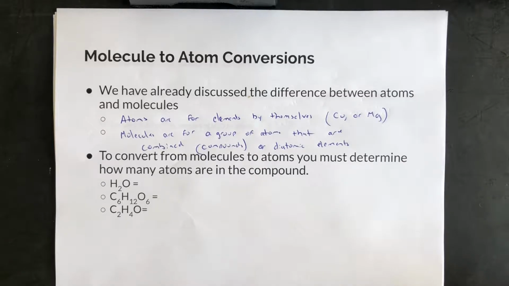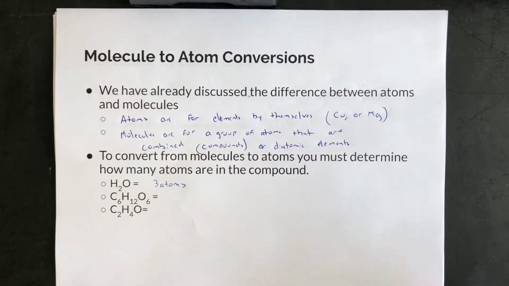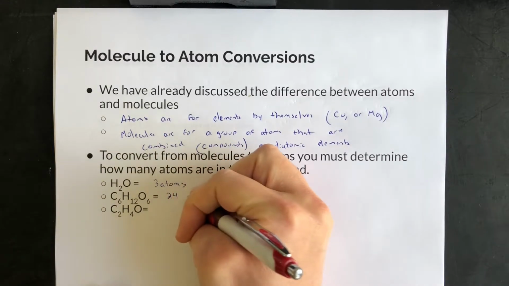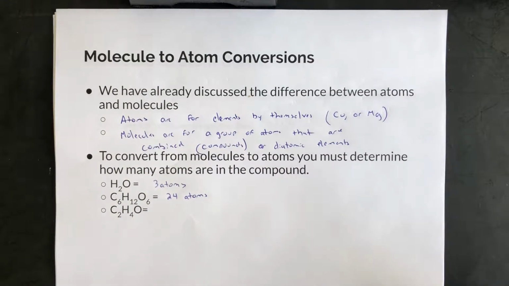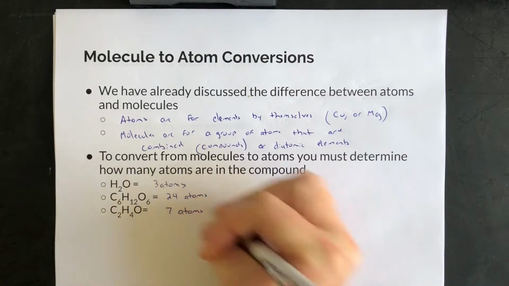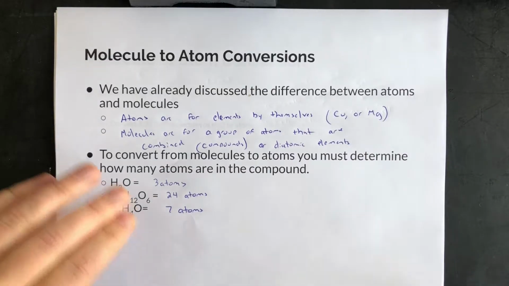So to convert between atoms and molecules, the main thing that you need to be able to do is figure out how many atoms are in a molecule of something. So H2O, there's 2 hydrogens, and there's 1 oxygen. So within that one molecule, there are 3 total atoms. C6H12O6, there's 6 carbon, 12 hydrogen, and 6 oxygen, or 24 total atoms. And something like C2H4O, there's a total of 7 atoms. And that's what you're going to need to do to figure out your conversion factor. And really from there, everything else is what we've been doing.